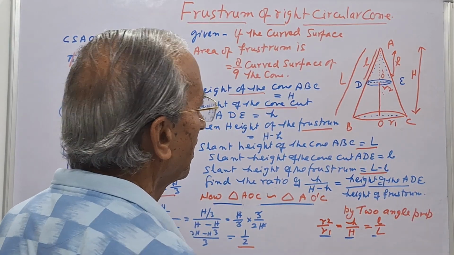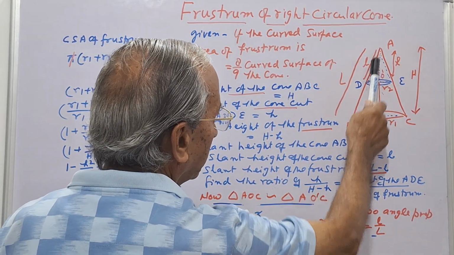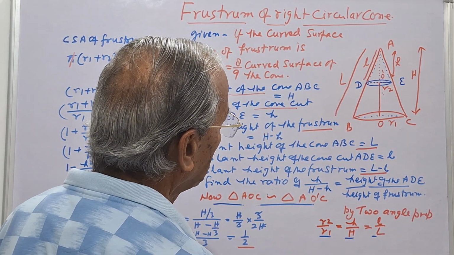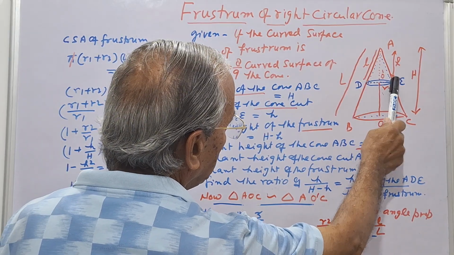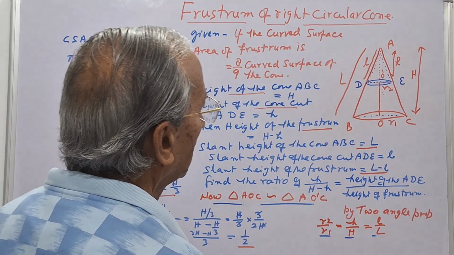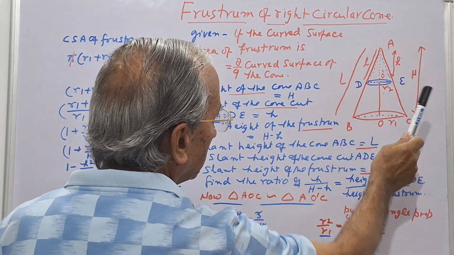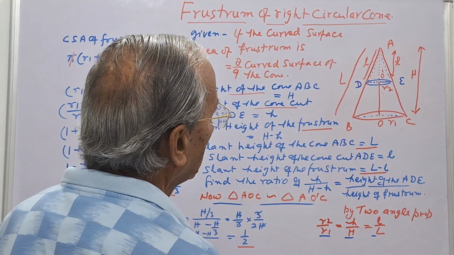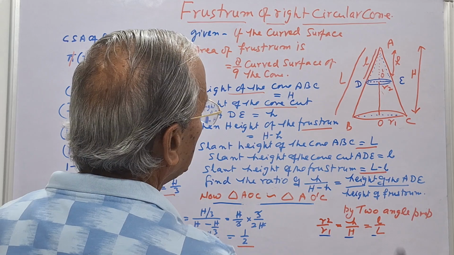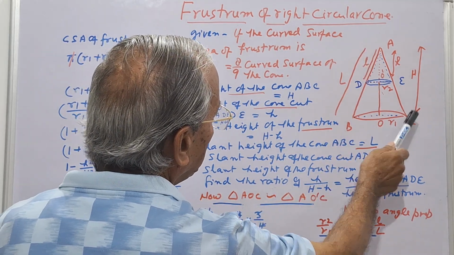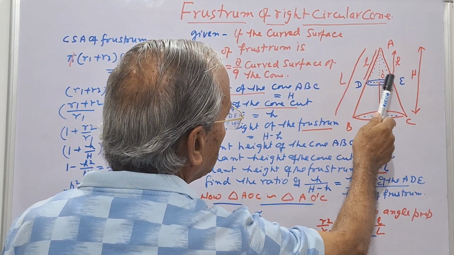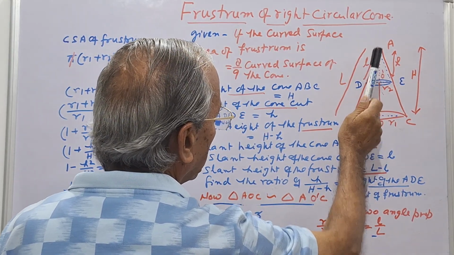ABC is a cone and a portion AD is cut from the ABC cone. Then the frustum is DECB. Now total height of the cone is capital H and height of the cone cut is small h. Slant height of the cone ABC is capital L and the slant height of the AD, that is the portion of the cone cut, is small l.